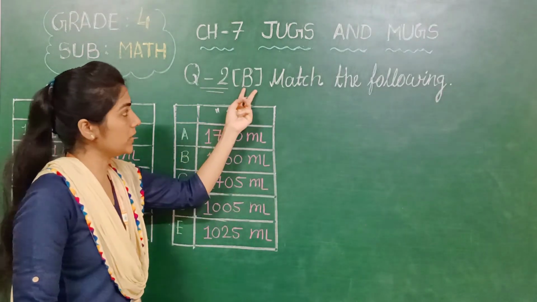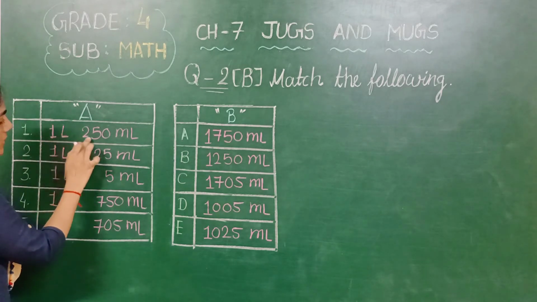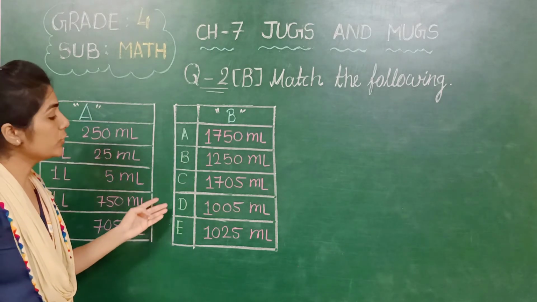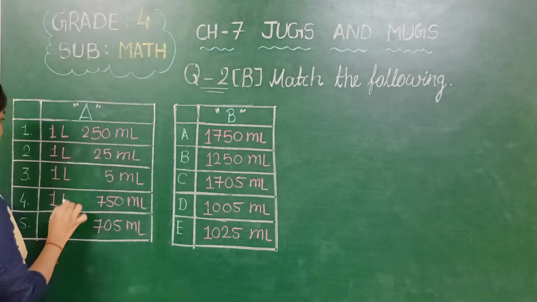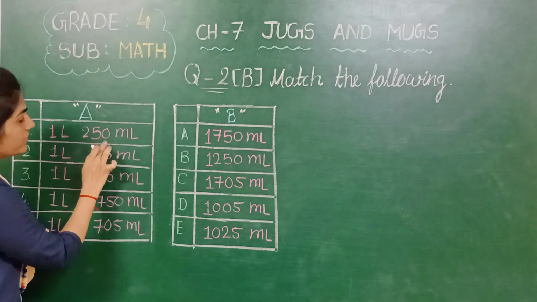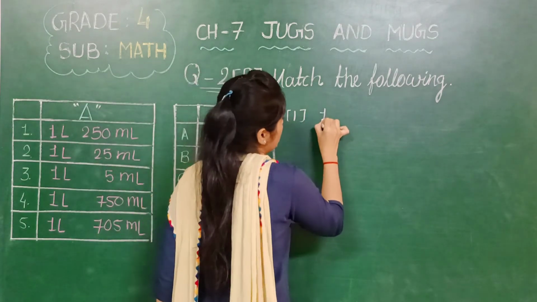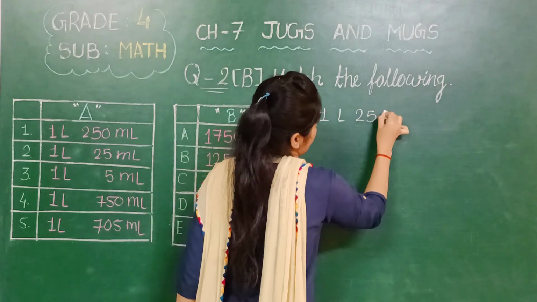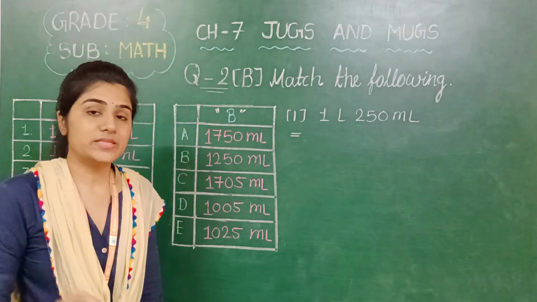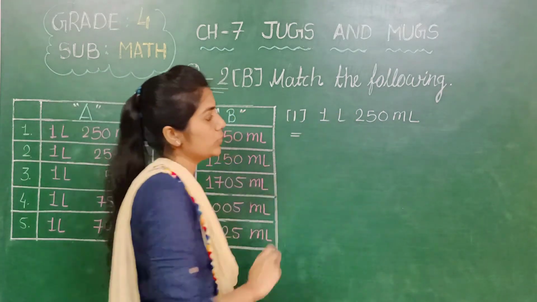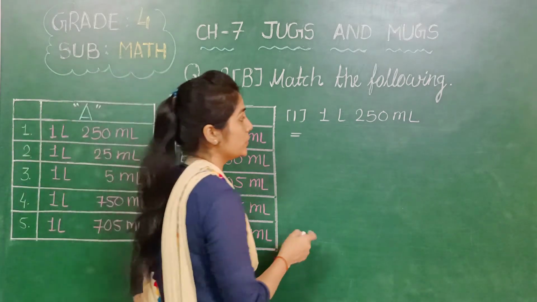Question number 2b, match the following. Suppose number 1 is 1 liter 250 ml. So how would you find the correct answer from this B box? First of all, let's do the sum. 1 liter and 250 ml. See, in the previous video, in that sum, in between the two numbers, an addition sign was given. Here it is not given, but we have to do it like that only.